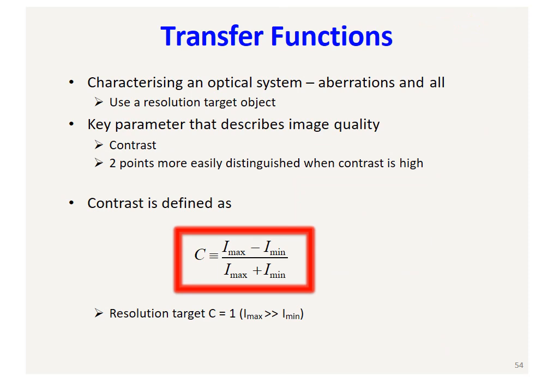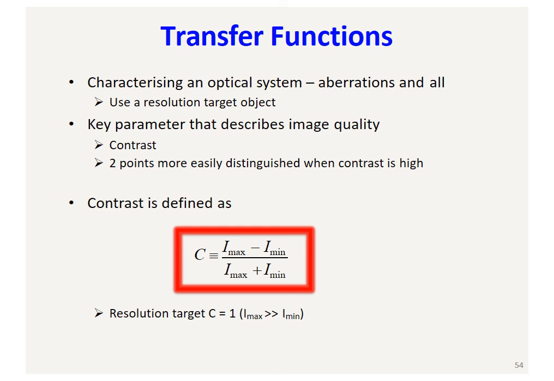A classic way to characterize an optical system is to image a resolution target. That's a target that has a number of features on it that get finer and finer. In the image, eventually these features become so fine that they can no longer be discerned. Now, whether or not something can be resolved was given, at least in Rayleigh's criterion, as either a yes or a no. But we can probe that a bit more subtly.